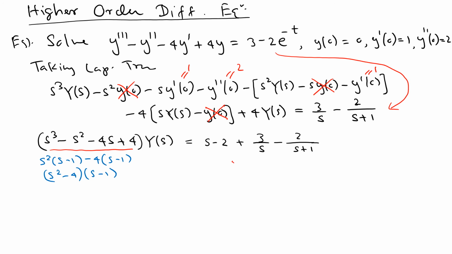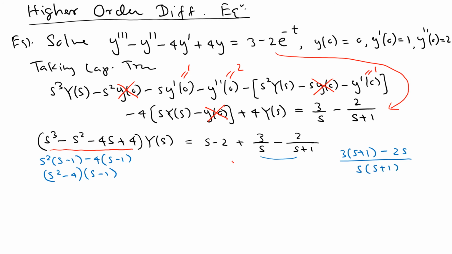And on the other side, you can combine the other two terms. Once you combine, what are you going to get? You can combine these two terms first. If you combine those two terms, you're going to get 3(s plus 1) minus 2s over the product.